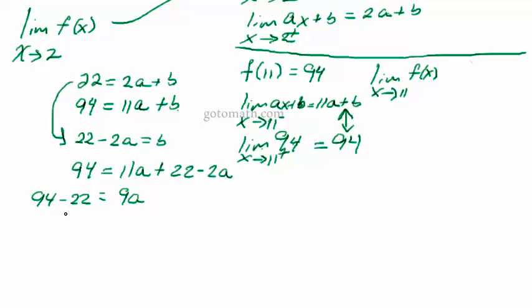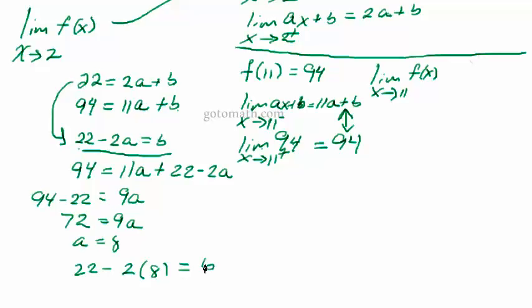We have 72 is equal to 9a, and of course a is going to end up being equal to 8, right? Is equal to 8. So we'll put that. So we finally found our a. Now to find our b, we can just go ahead and take this one here and do 22 minus 2 times 8, and that will be our b. So that's pretty easy to figure out.